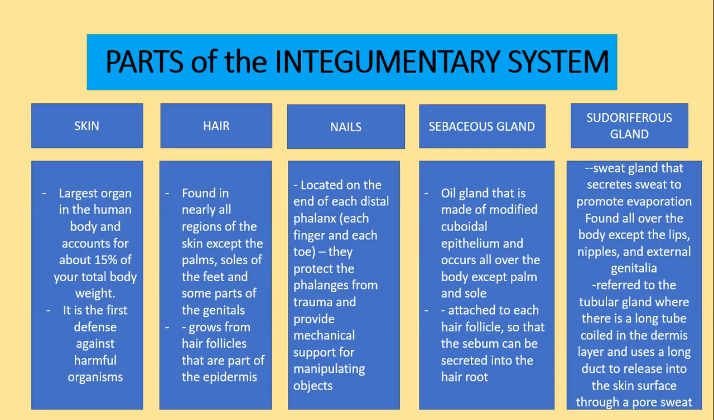Lastly is the sudoriferous gland or sweat gland. It secretes sweat to promote evaporation. It is found all over the body except the lips, nipples, and external genitalia. It is referred to as a tubular gland, where there is a long tube coiled in the dermis layer and uses a long duct to release sweat into the skin surface through a pore.